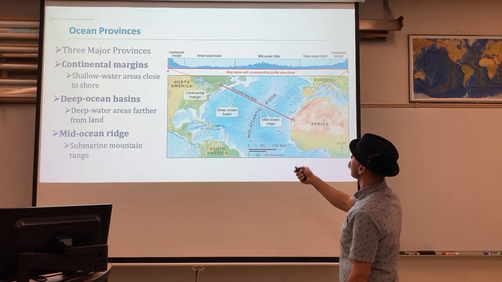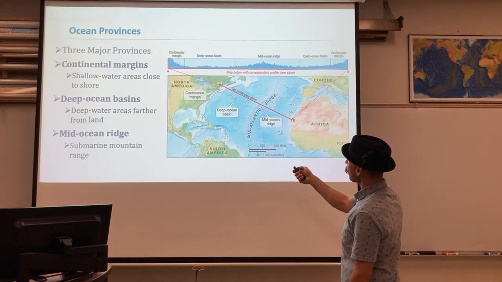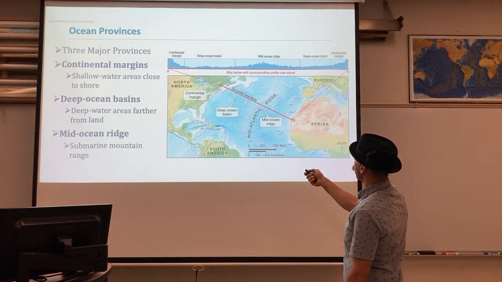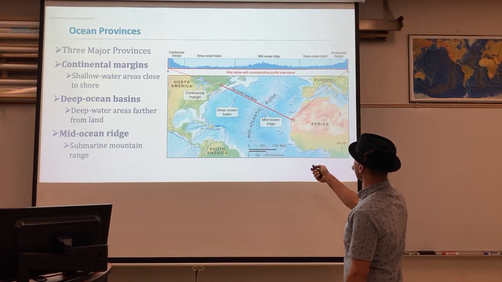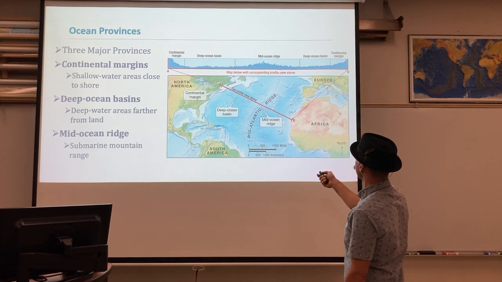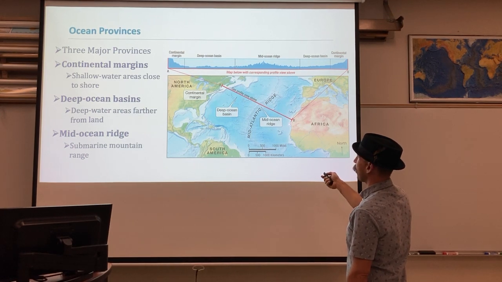So we can see here on the east coast of North America, first there's a continental margin, and then a deep ocean basin that takes us to the Mid-Atlantic Ridge. On the other side of that is a deep ocean basin. And moving a little further is a continental margin again.